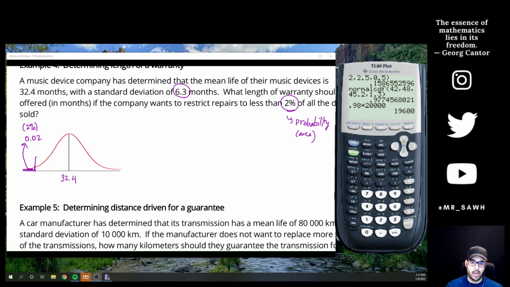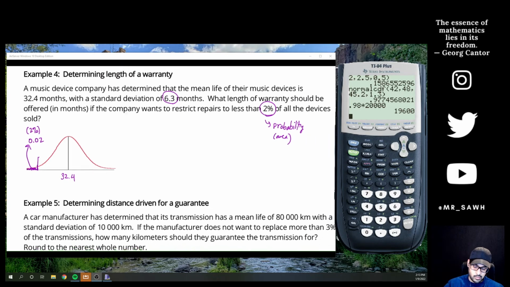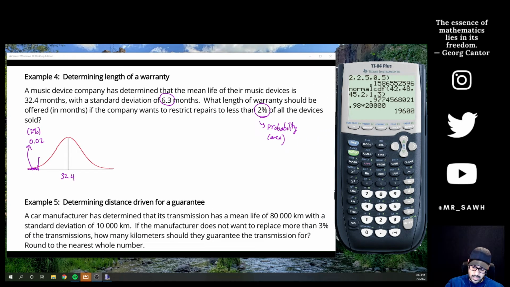But I don't know how many months I want that to be, right? If I want to restrict repairs to less than 2%, I have to find out what this Z-score is. Well, sorry, I shouldn't say it's a Z-score. Let's call it just X, right? The specific month. Since this isn't a standard normal distribution, I shouldn't use that score. So let's call it X. We're looking for the specific amount of months where I want this to happen.